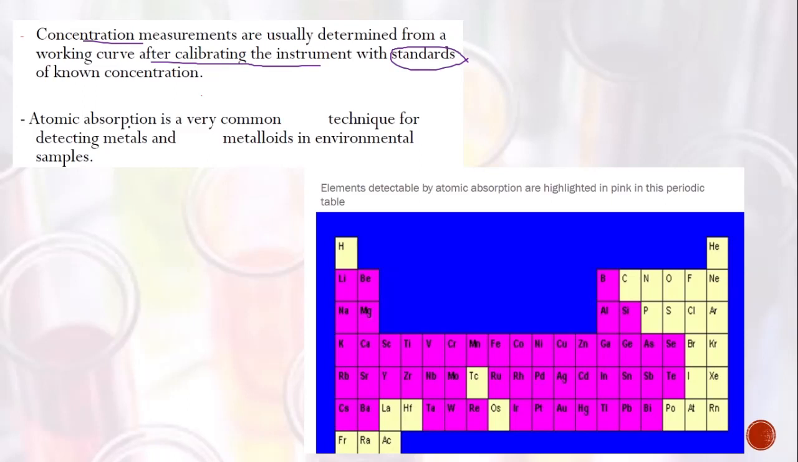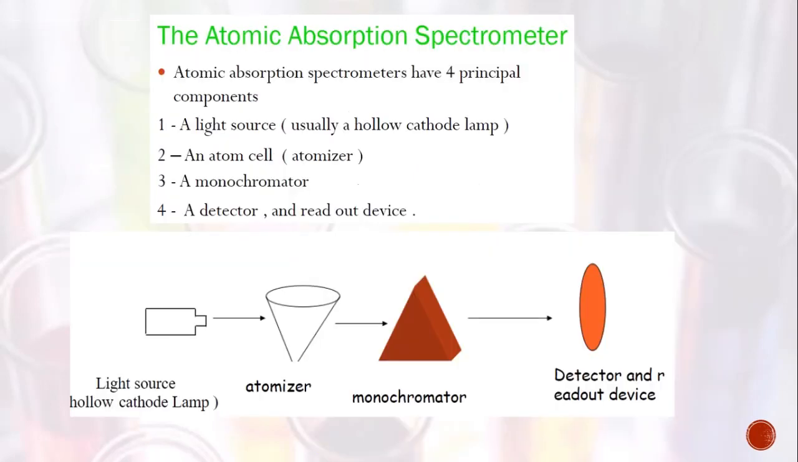So in this AAS, it is a very common technique for detecting metals and metalloids in environmental samples. If you are doing an investigation of an environmental sample, like water from dams or maybe the ocean, you can determine metals or metalloids, such as the ones that I have highlighted in pink on this periodic table. So for those metals and metalloids, AAS is a good method to use to determine their concentration.